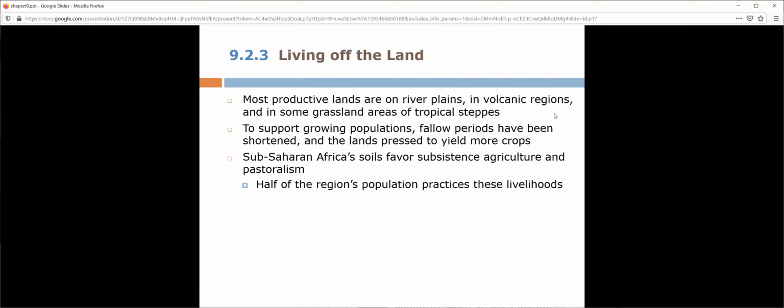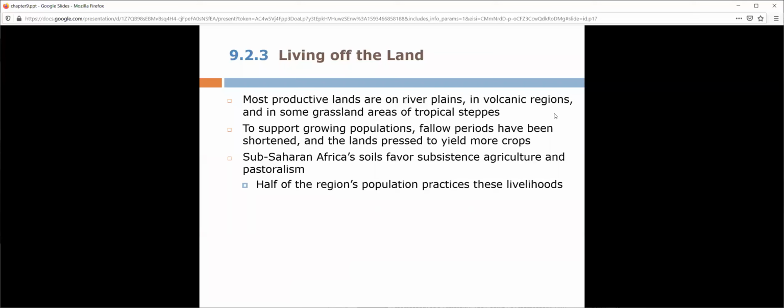So, living off the land. The most productive lands, as anywhere, but we're talking about Africa here, are your river plains, your volcanic regions, your areas where you have access to water, because plant life and productivity is tied directly to water. To support these growing populations, you get fallow periods that are shortened, and the lands are pressed to yield lots of crops.